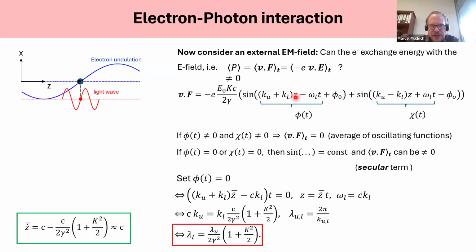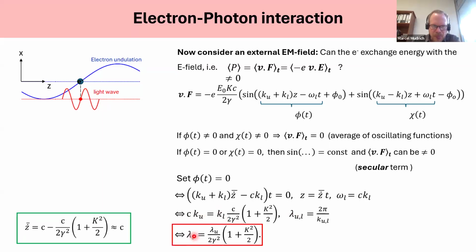Here we can replace z by average z velocity times t. Then we pull out the t when we set this equal to 0. So either t is 0, but t should not always be 0. t should advance in time. So the parentheses have to be 0. If the parenthesis is 0, then we finally get to this equation, remembering that k_u is just 2 pi over lambda_u, so we can replace lambda here, and also k_L is 2 pi over lambda_L.